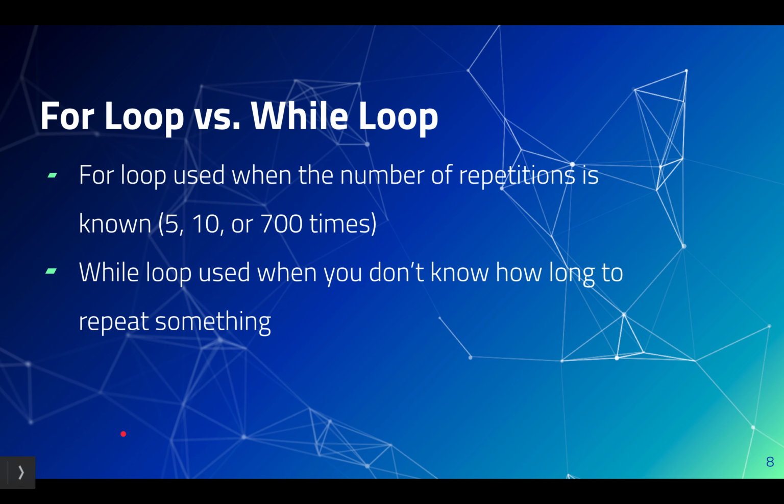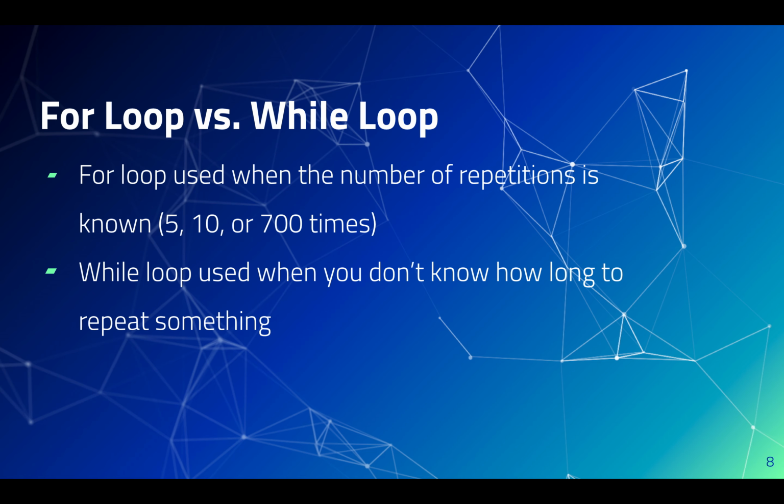Now you might be confused when we want to use the for loop and when we want to use the while loop. It doesn't matter too much as long as you can accomplish the task, but here are some general guidelines. As I've said, the for loop is usually used when you know how many times to repeat something, like 5 or 10 times. And the while loop is used when you don't know how long to repeat something. You're just repeating it until a condition is no longer true.